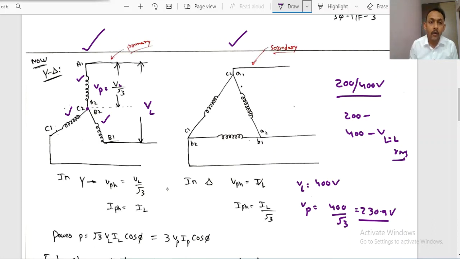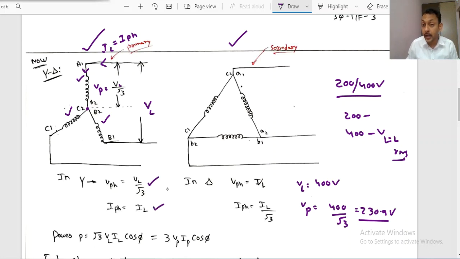Now in the star connection, the line current will be the same as the phase current. Whatever current is flowing in the line, that same current is flowing in phase A also. So for a star connection, line current is the same as phase current, but the phase voltage will be equal to the line voltage by root 3. That is what we have written here: V phase equals VL by root 3 and I phase is the same as IL.